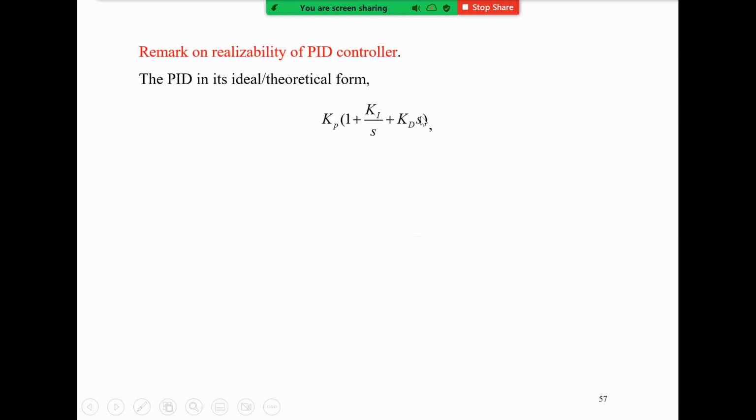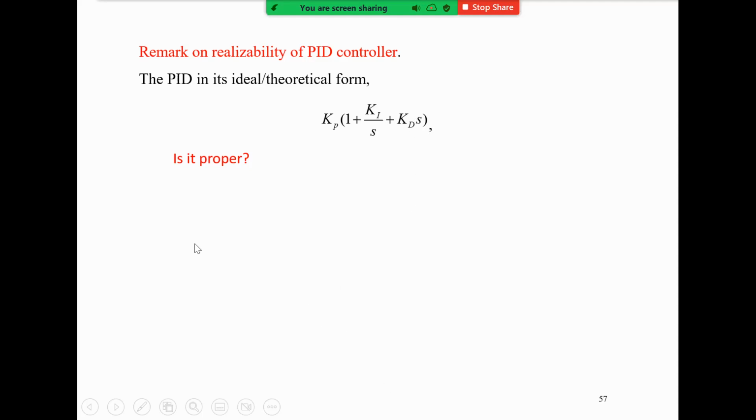But now, of course, there may be a question, right? The PID in its ideal form, you look at this PID, is it proper? This is proper, this is proper. How about this derivative term? Is this a proper transfer function? So you can say actually, although you have learned this PID a long time ago, but now you may realize that the theoretical PID, there is a problem.